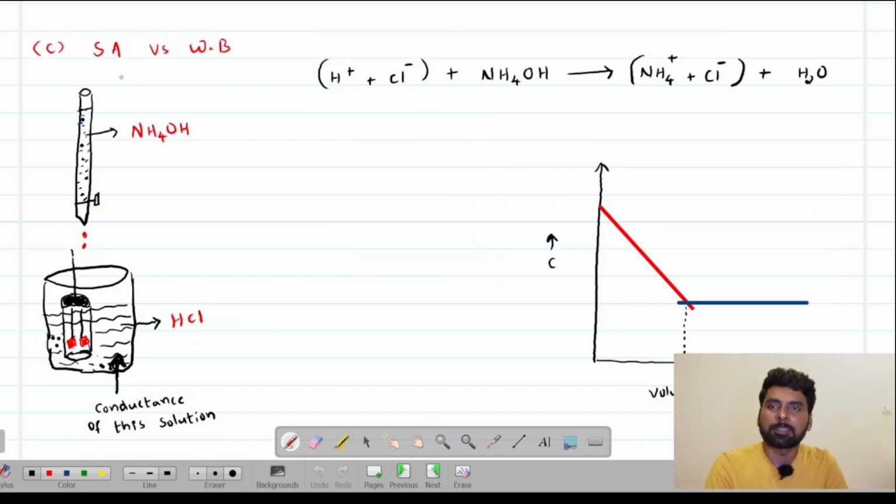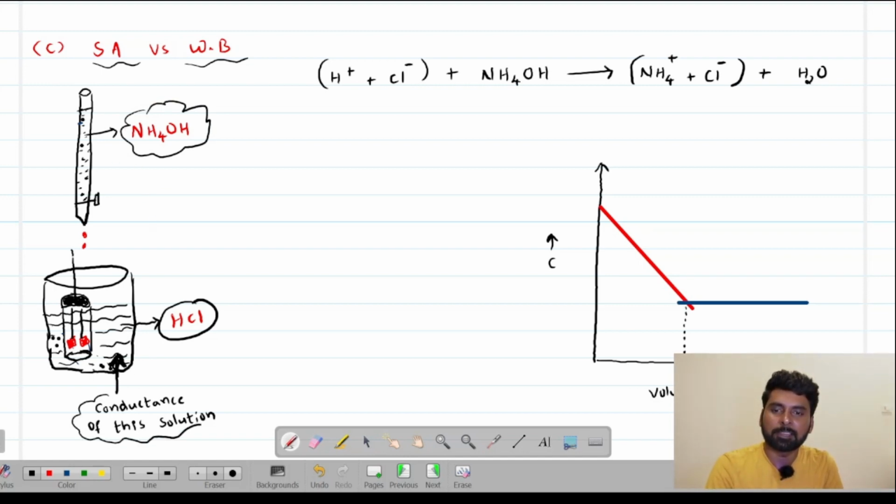Now take the next thing. Strong acid versus weak base. Strong acid, I am taking HCl, weak base is NH4OH. Which solution conductance are you measuring? Conductance of the solution present in the beaker. So what is happening in between these two? This is the strong acid, this is the weak base. And what is forming here? This is strong electrolyte only, ammonium chloride. And water molecules are forming.